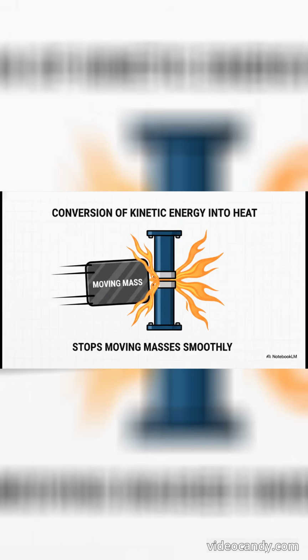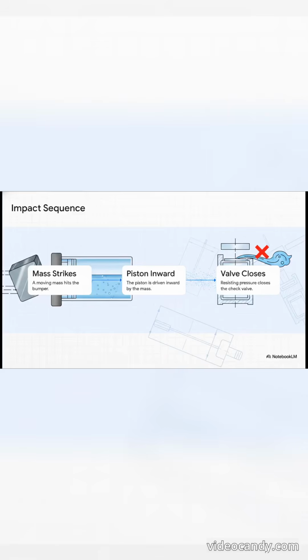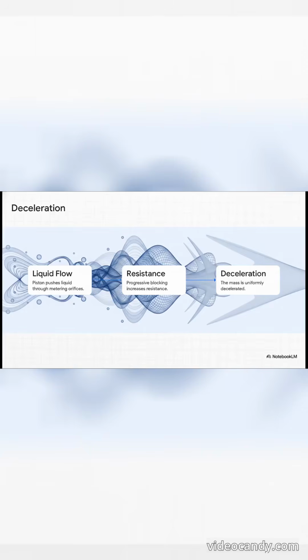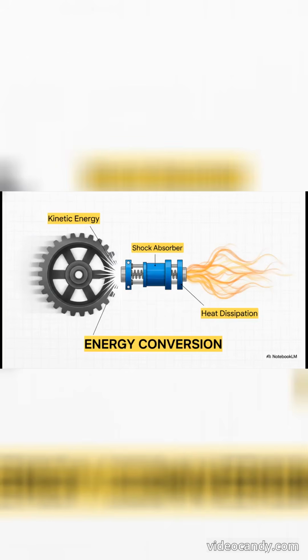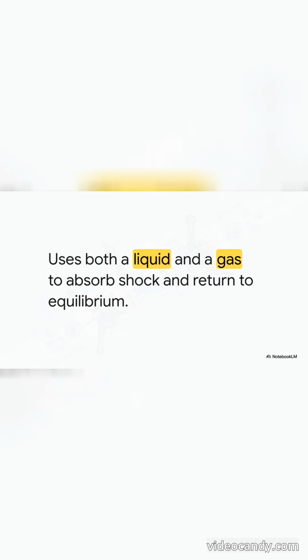Let's kick things off with our first type, hydraulic heat absorbers. When a mass strikes, it drives the piston inward. Instantly, resisting fluid pressure slams the check valve closed. Now what's really interesting here is how blocking those orifices creates increasing resistance, smoothly decelerating the mass. All that violent kinetic energy is completely converted into harmless heat energy that simply dissipates away.